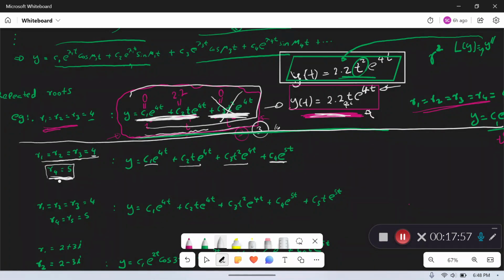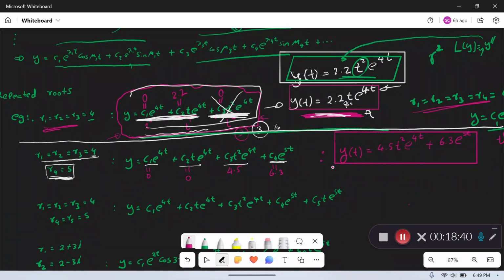Okay. Then again, just assume that you have set initial conditions so that this is 0, this is 0, and this is, let's say, 4.5, and this is 6.3. I'm just picking some random numbers. Then in that case, the solution that you're going to get will be 4.5 t squared e to the 4t plus 6.3 e to the 5t.